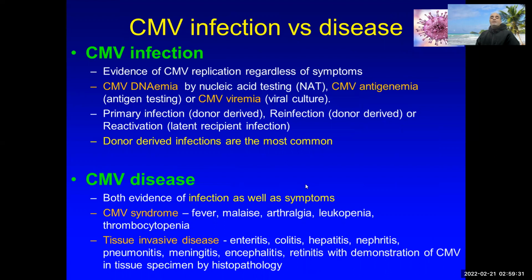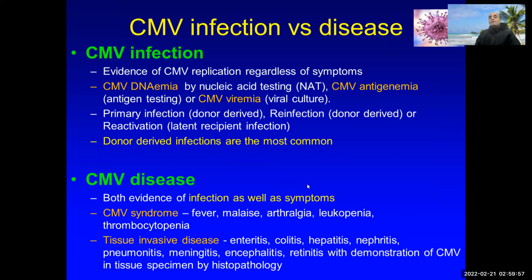CMV infection is evidence of CMV replication regardless of symptoms. It is shown by CMV DNA viremia by nucleic acid testing (NAT), CMV antigenemia by antigen testing, or CMV viremia by viral culture. It can be primary infection, donor-derived reinfection, or reactivation. Reactivation leading to recipient infection and donor-derived infection are the most common.